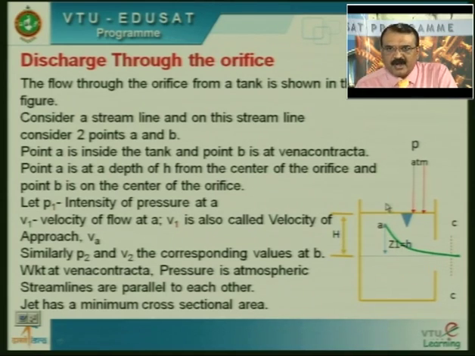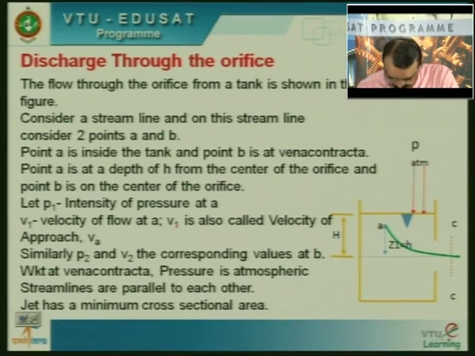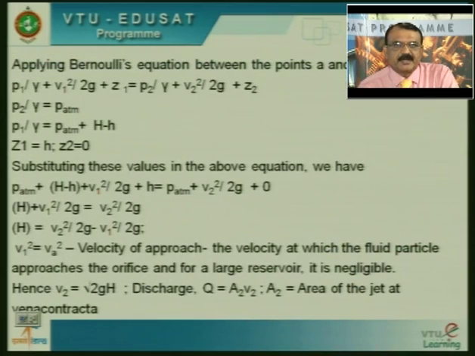Now remember, at the free surface you have atmospheric pressure. That is, my P1 by gamma is equal to P atmospheric plus this H minus small h, capital H minus small h. Now at Cc the pressure is atmospheric pressure, therefore my P2 I am going to replace by P atmospheric. So then Z1 is small h and Z2 is equal to 0. Substitute these values in that Bernoulli's equation, see what you are going to get.